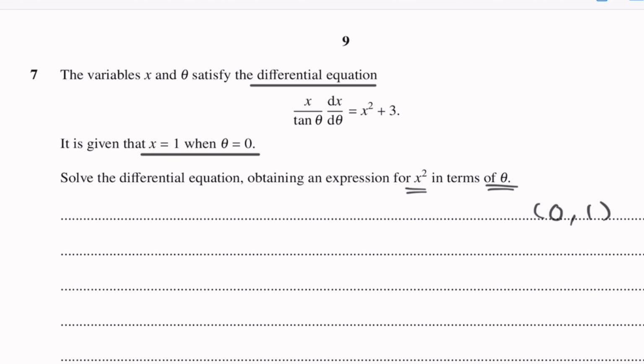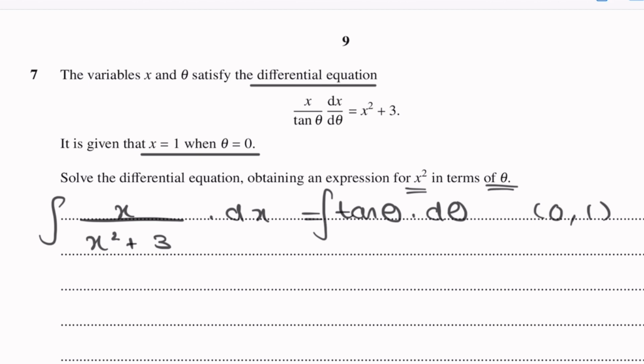So in order for us to do that, we're first going to get all the x's on one side in order for us to integrate, and then get tangent theta on the opposite side. So here I've divided by x squared plus 3, and then I multiplied by tangent theta and multiplied by d theta. And so I just send all the x's to one side, all the thetas to the other side, in order for me to be able to integrate with the normal rules.